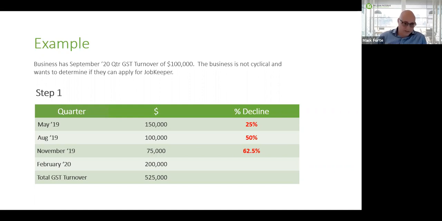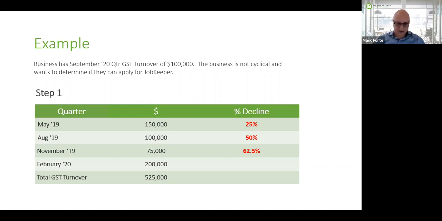What we're looking at in those 4 different quarters, May 19, August 19, November 19, and February 2020, you can see the GST turnovers for each of those quarters. If we compare the lowest GST turnover, which is the quarter of November 19, at $75,000, to the highest quarter, which is February 2020, the decline there is 62. Sorry, the increase has been 62.5%. So it does meet that definition in terms of regular turnover, where it is all very, very choppy.